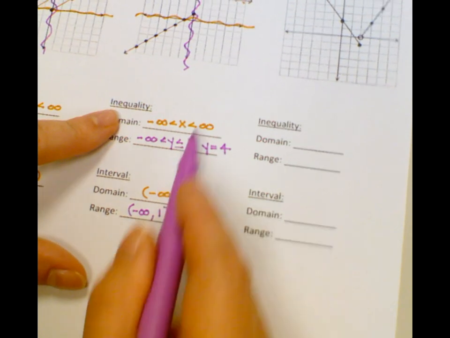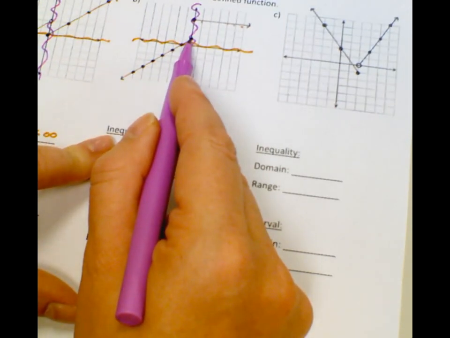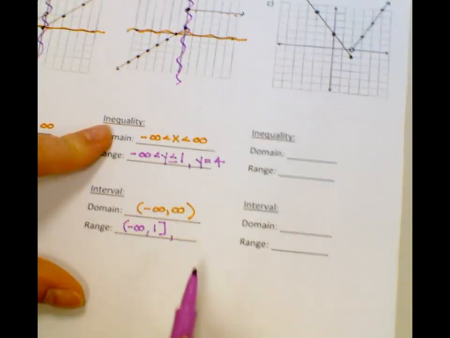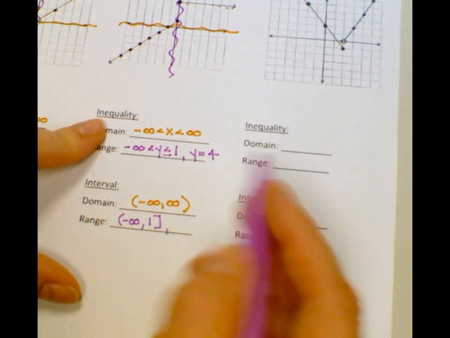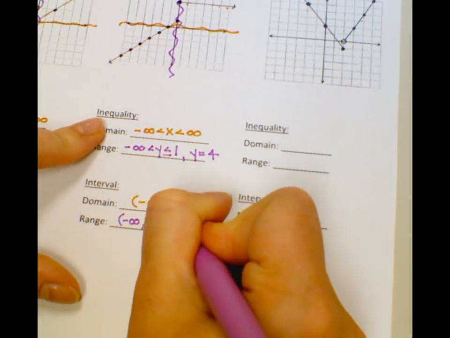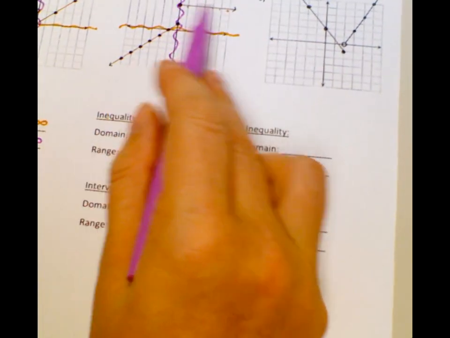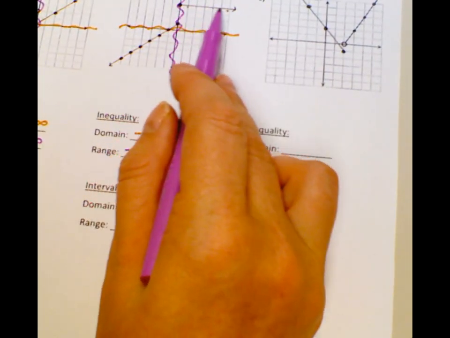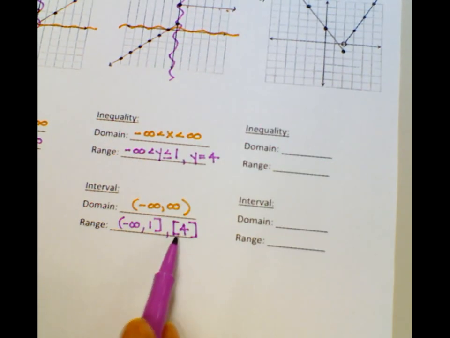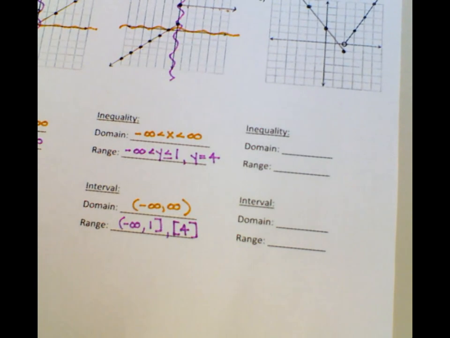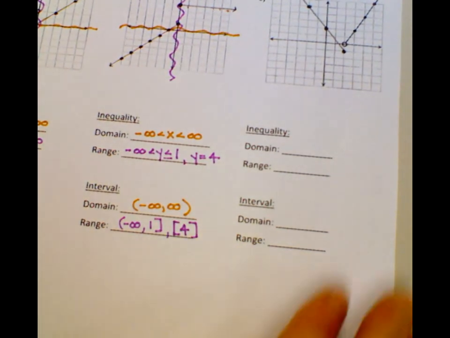And remember, this one has the underline because there's a closed circle. That means it's included in the range. This guy right here, we just have a bracket and a 4 because it's only on the 4. See how it's only on the y's 4? So 4 is included in the range, and it's only 4. Okay, so that one was a smidge bit harder. Let's try a different one.